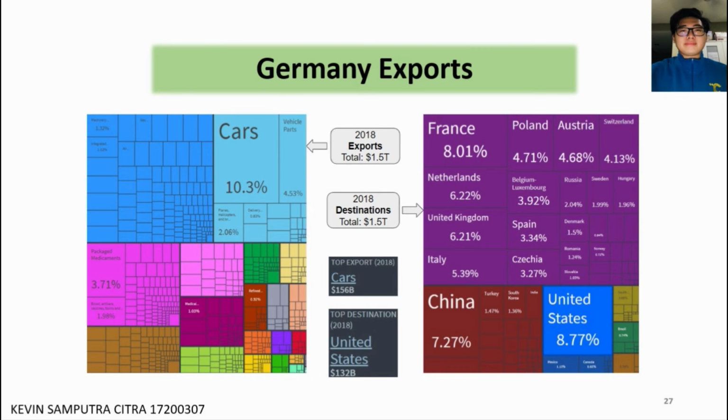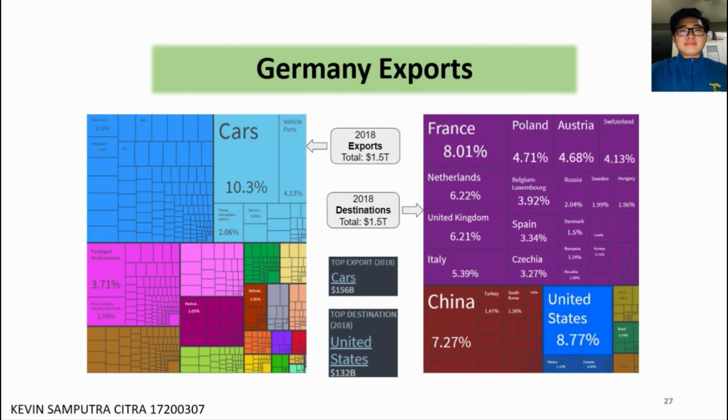In terms of percentage, out of 100%, cars export are 10.3%, vehicle parts export are 4.53%, packaged medicaments export are 3.71%, planes, helicopters and spacecraft export are 2.06%, and blood, anti-sera, vaccines, toxins and cultures export are 1.98%.